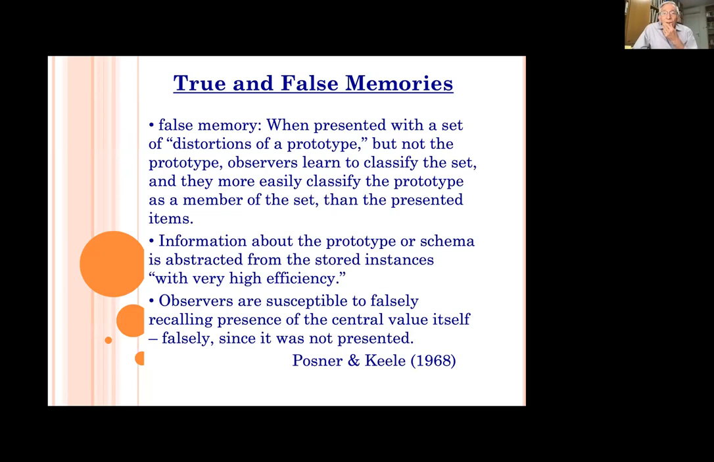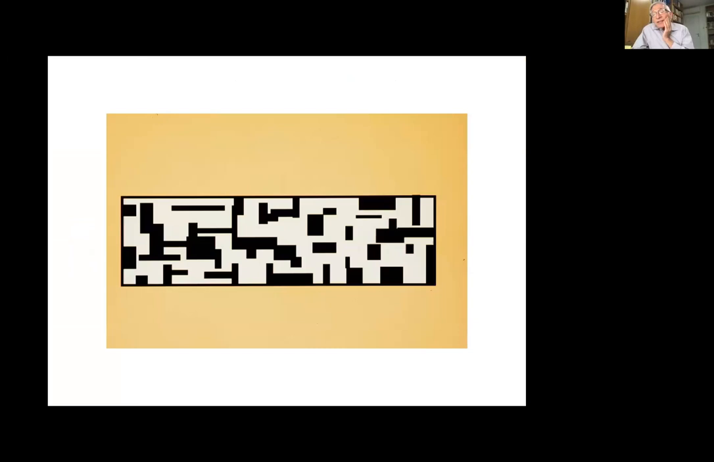Posner and Keele said in 68, when presented with a set of distortions of a prototype, this is an experiment they did. They took shapes of dot patterns and so on and then showed distortions of it and we remembered the mean of them, okay? And Friedman, of blessed memory. This is another experiment. In this experiment, there are going to be two numbers at the edges here and here, and you're supposed to remember those two numbers, okay?